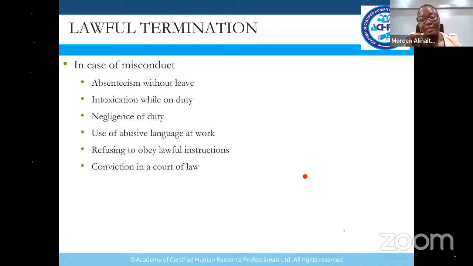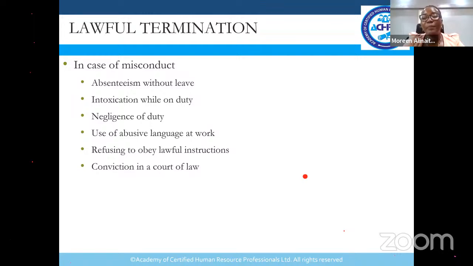Which now makes me skip to this other point, use of abusive language at work. They may be working very well, but they're abusing everybody at work because they are intoxicated. That is where the problem is. Somebody may say, even if I'm drunk, I work very well. And then they come and abuse everybody. It can also be a reason for termination.